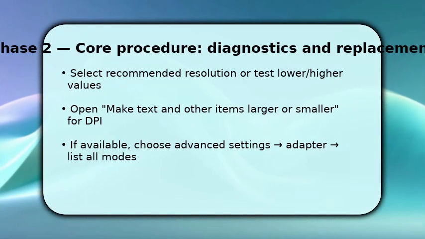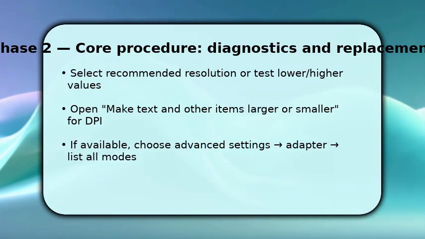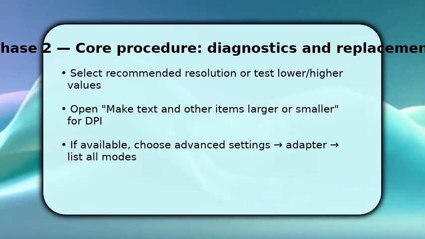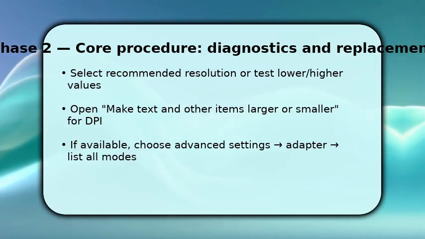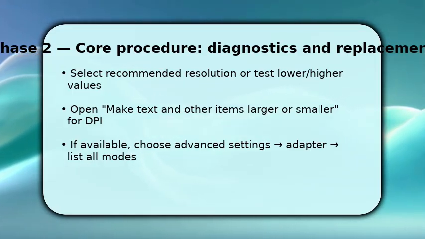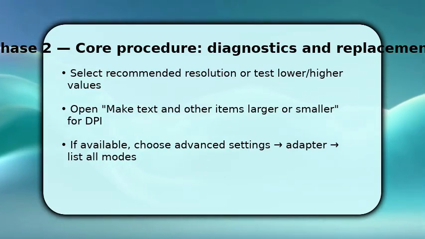You select a resolution from the list. Choose the recommended setting first, then test alternatives to match clarity and size. Once done, click Make Text and other items larger or smaller to change DPI scaling. This adjusts the UI without altering the pixel count.